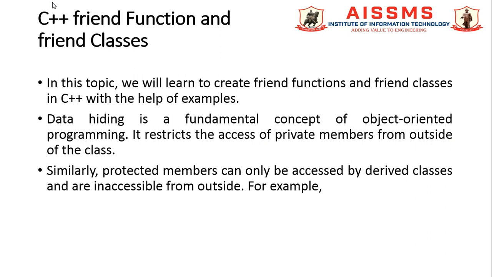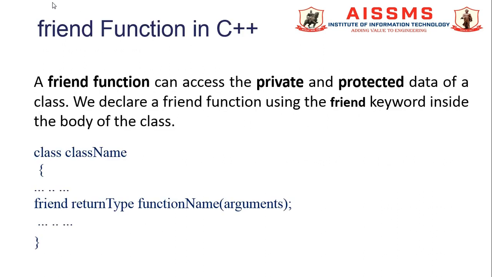Now, my next topic is C++ friend functions and friend classes. It has a special capability. The private data members of a class cannot be accessed by any non-member function. The private data members can only be accessed by the member functions of the same class. You can see the general syntax of a friend function and the various access specifiers or keywords, that is private and protected.